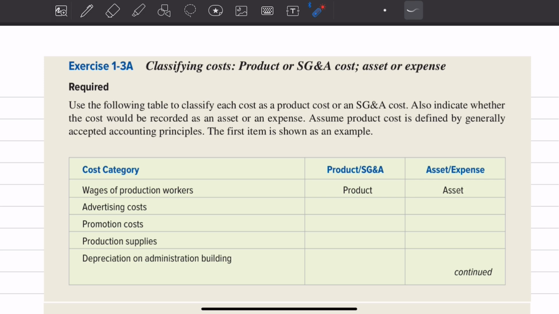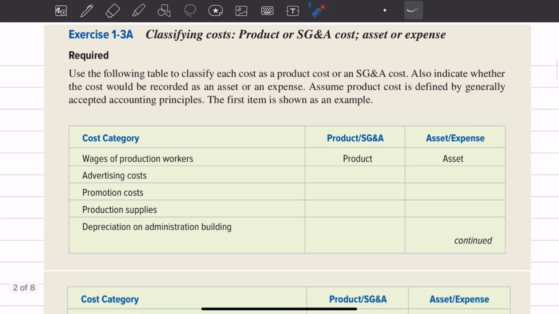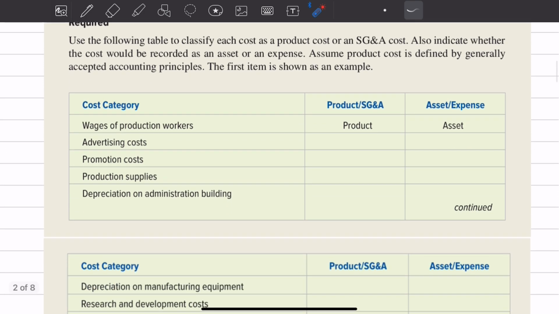The first item is shown as an example, and as you can see here, we already have the table that includes a column for the cost category and then a column for determining whether the cost is a product or an SG&A cost, and then a third column to determine whether the cost would be classified as an asset or as an expense.